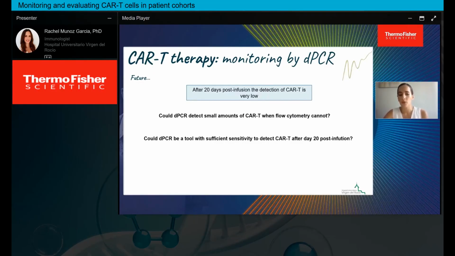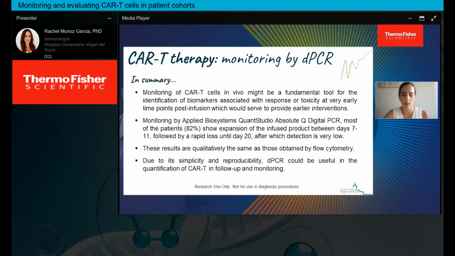So what about the future? After 20 days post-infusion, the detection of CAR-T is very low, and we have some questions about this. Could digital PCR detect small amounts of CAR-T when flow cytometry cannot? Or could digital PCR be a tool with sufficient sensitivity to detect CAR-T after 20 days post-infusion? So we are working to answer these questions.